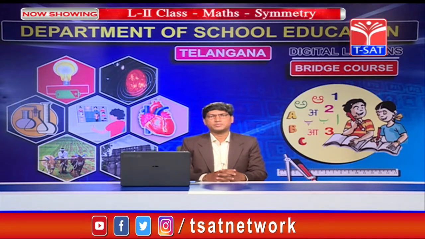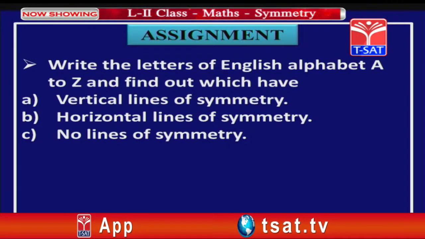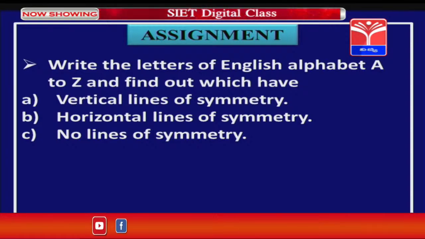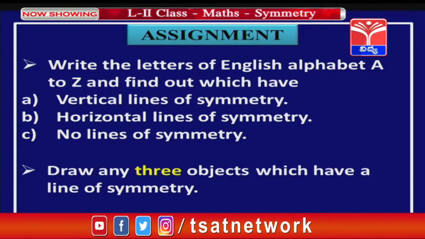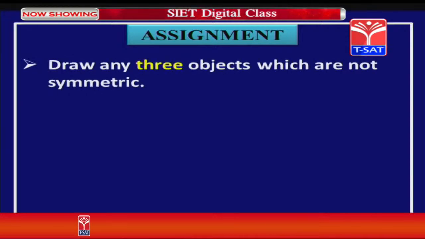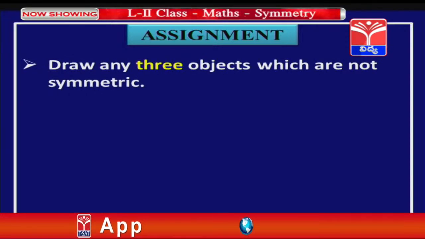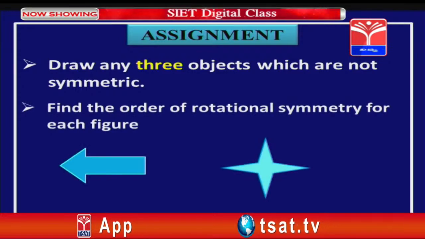Let us see the first problem, children. Write the letters of the English alphabet A to Z and find out which have vertical lines of symmetry, horizontal lines of symmetry and no lines of symmetry, and draw any three objects which have a line of symmetry. Now, draw any three objects which are not symmetric. The last question is, find the order of rotational symmetry for the given figures.